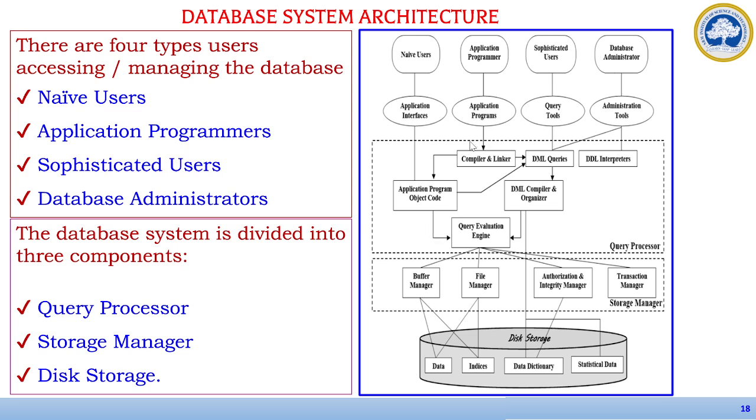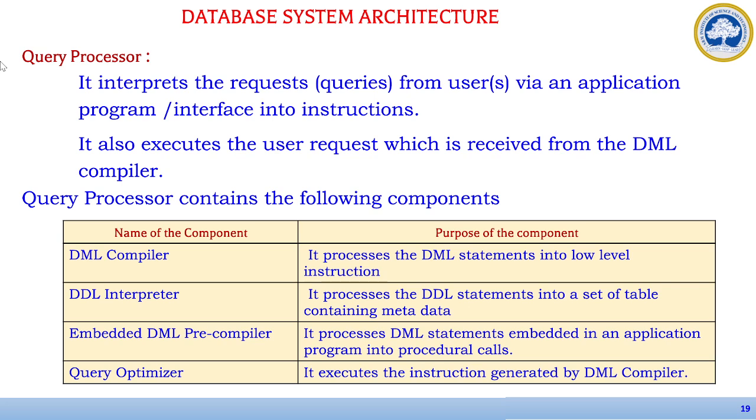The database system is again divided into three components. The first component is the query processor, the storage manager, and the next one is disk storage. So the first box is going to be called the query processor. The second box is going to be called the storage manager, and the last box, that is this cylinder shape, is going to be called disk storage.